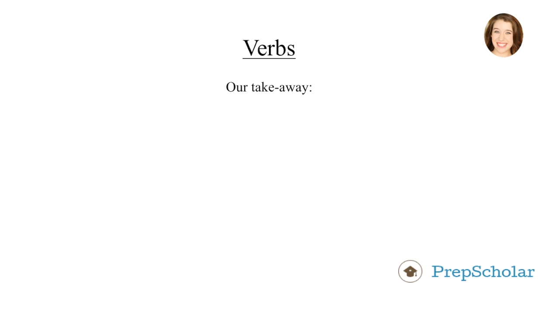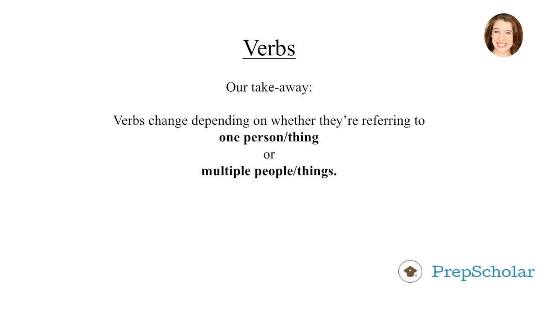Okay, it's time for our main takeaway. What should we know from looking at these verbs? Verbs change depending on whether they're referring to one person or thing or multiple people or things. Remember how in each of those charts, those verbs took different forms depending on whether they were referring to I or he or she or it doing something, just one thing, or they doing something, multiple people or things? That's really important for dealing with agreement questions. So let's go ahead and take that with us as we keep going through this particular lesson.